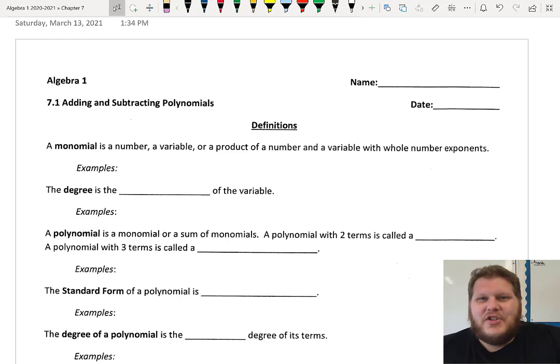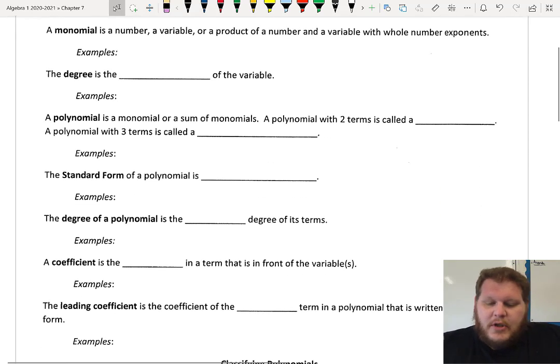Hey guys, today we are starting chapter 7, which is all about polynomial functions and factoring. So for this first section, for 7.1, we are just focusing in on how we add and subtract those polynomials, as well as start off with a little definition on what a polynomial is.